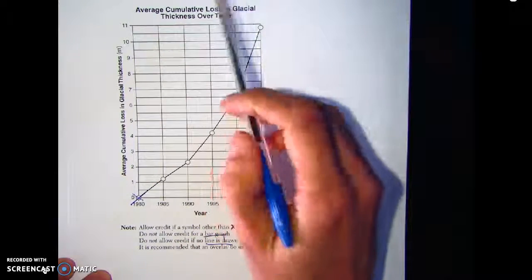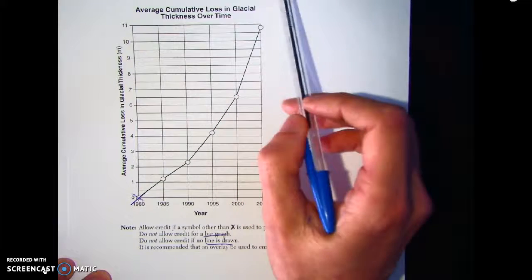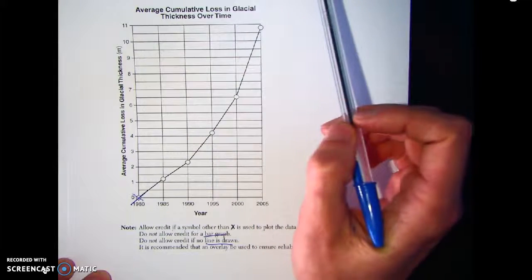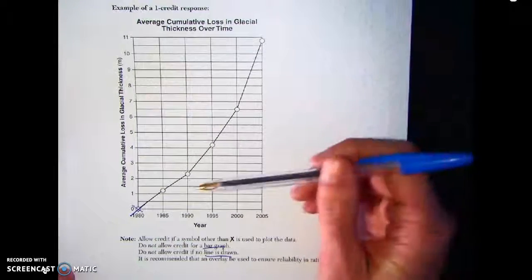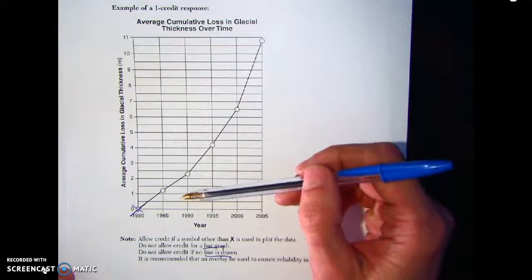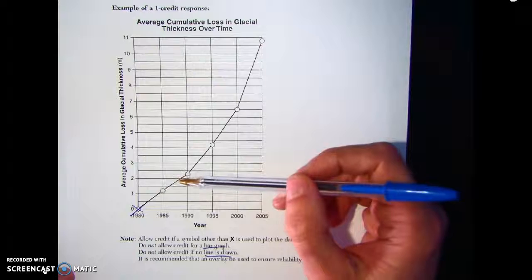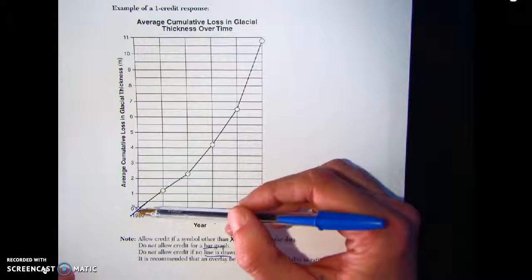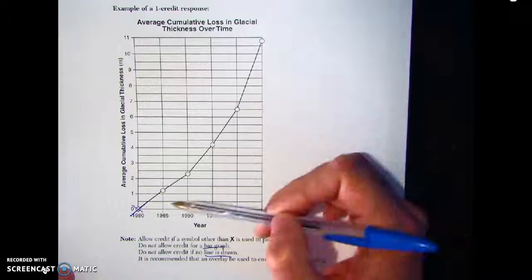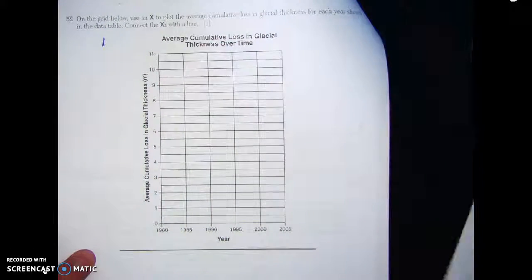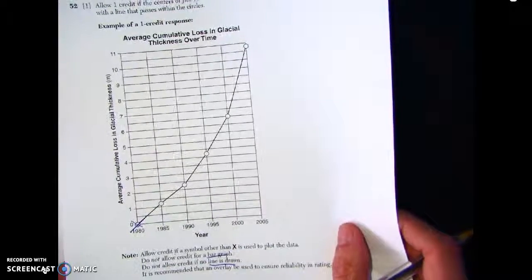So it says allow 1 credit if the center of 5 or 6 X's are within the circles shown and correctly connected with a line that passes within the circles. You're allowed to have 1 point being a little off. You need to have a line connecting them. If you don't have the line, you don't get the credit. Okay, so you've got to have your points plotted with a line connecting them. It needs to look like this. If it looks like this, then you get the credit. Okay, so you get 1 point for making your graph. And again, your graph needs to look basically like this.